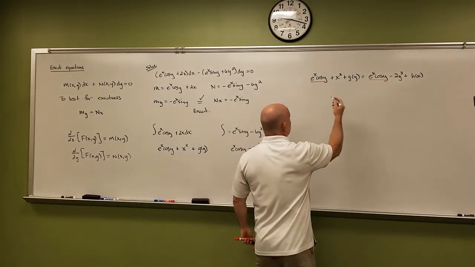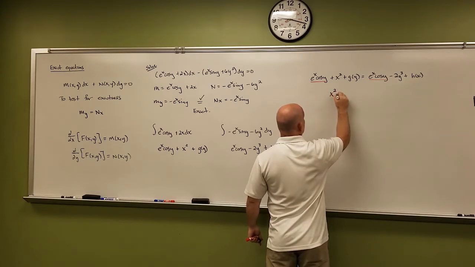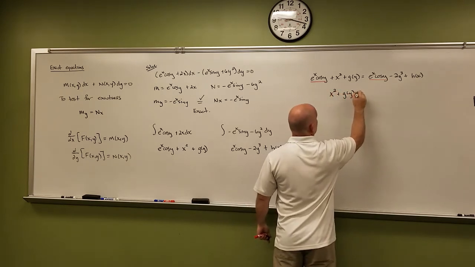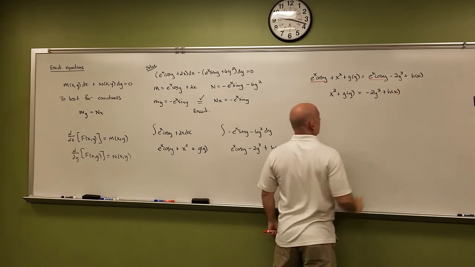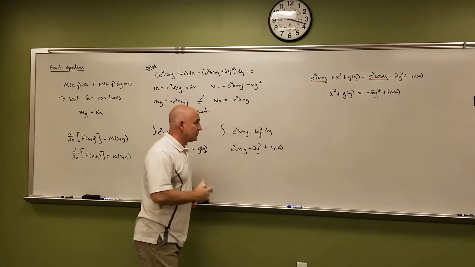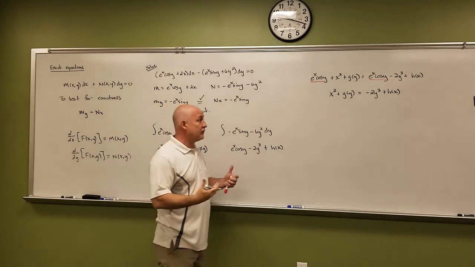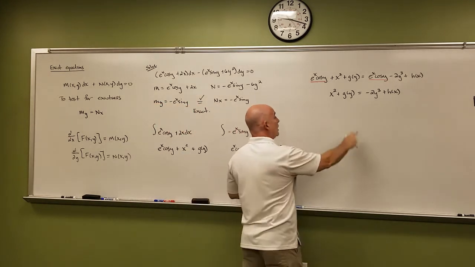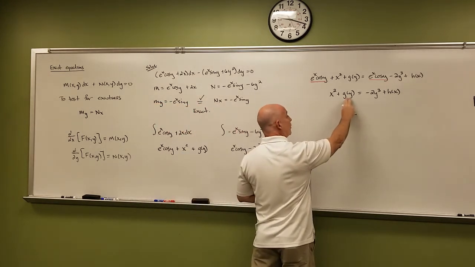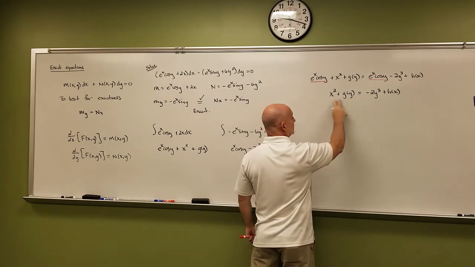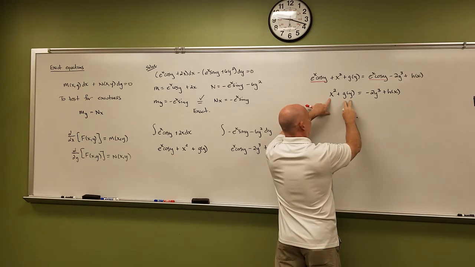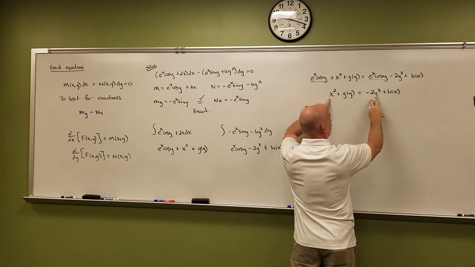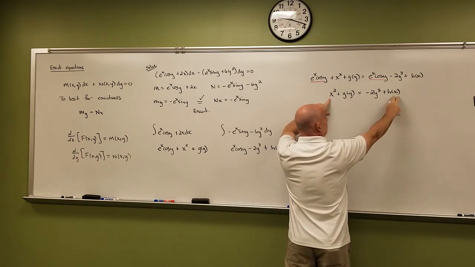So those two things will cancel out, and we have x squared plus g of y is equal to negative 2y cubed plus h of x. Right, now this is really easy to solve if you understand what this function notation is telling us. G of y, this is a function that only has y's in it. So if you look at this side and compare it to this side, we have x squared plus some function of y equals some function of y plus h of x, or just some function of x.